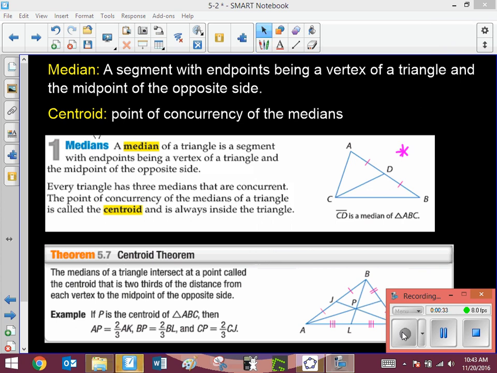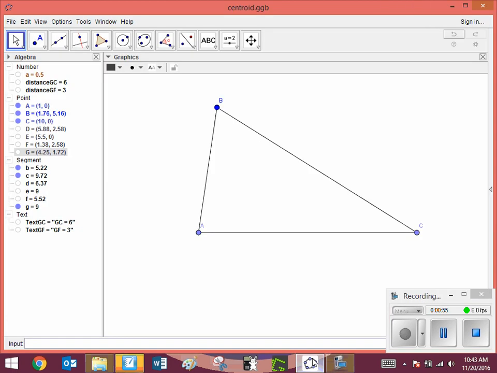When we find the three medians of a triangle, we get the point of concurrency called a centroid. A centroid is always going to be inside the triangle. One thing that you can use to help you remember a centroid is that it's kind of the center of the triangle, or what we consider the balancing point. So we're going to create this centroid here first.